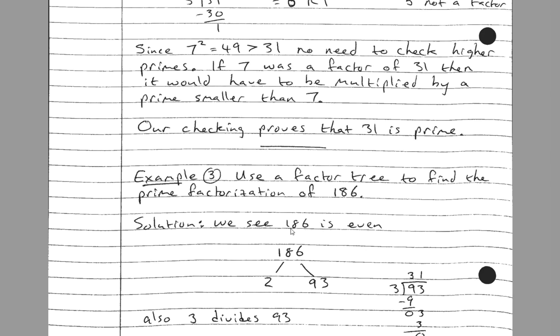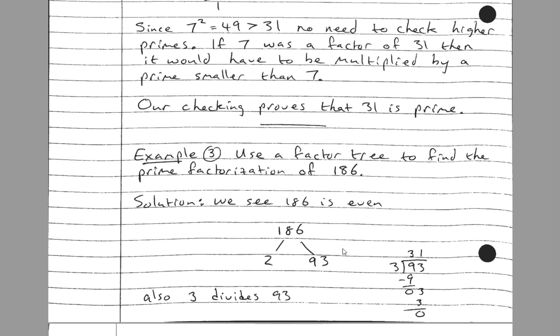Well, right away, 186 is certainly even, so 2 is a factor. If you divide 186 by 2, you get 93. So this is the top of our tree. 2 is a prime piece, but maybe we can factor this some more.